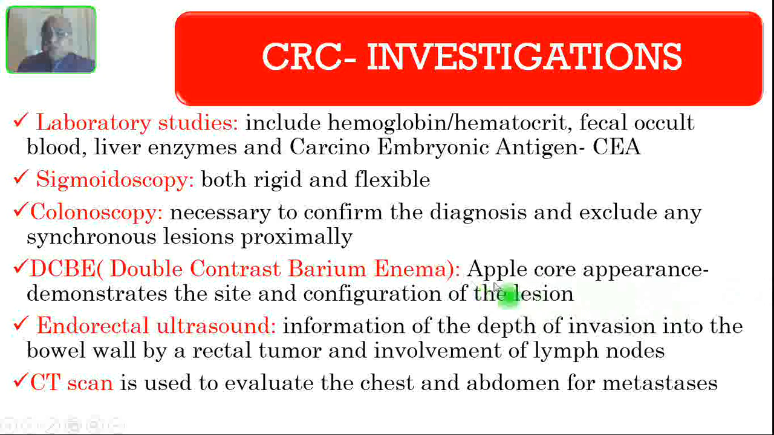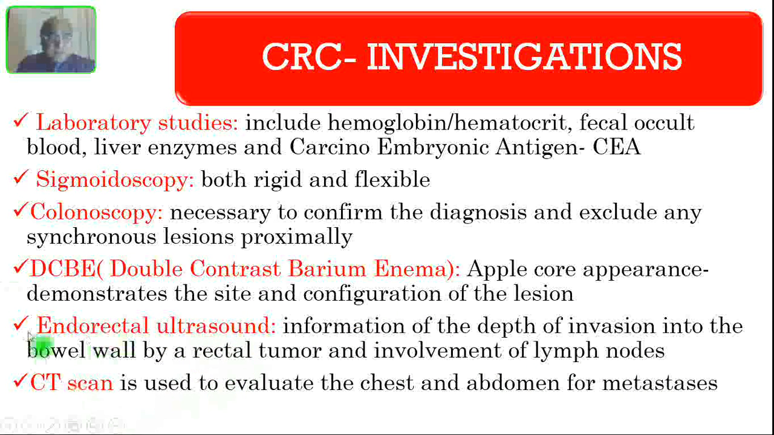characteristically will show an apple core appearance if the tumor is an annular variety. You can also do endorectal ultrasound. Information regarding the depth of invasion into the bowel wall by a rectal tumor and involvement of the lymph nodes you can assess by doing this endorectal ultrasound.